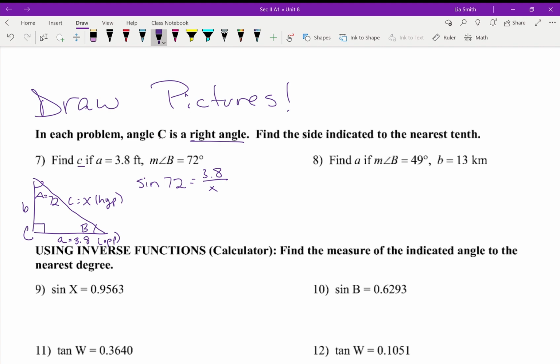Wow, I made a mistake. Pause. I labeled the wrong angle. This one did not tell me that A is 72, B is 72. So when I actually set this up, I apologize, this is not the opposite side, this is the adjacent side. So if the adjacent side is 3.8 and the hypotenuse, adjacent and hypotenuse is the cosine.